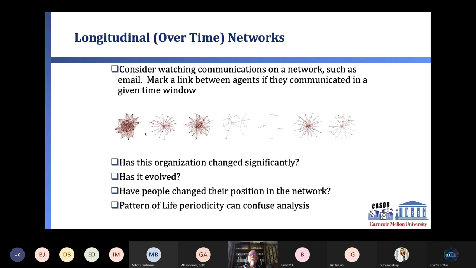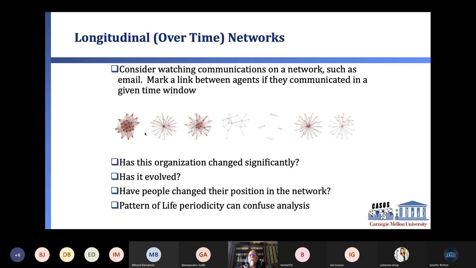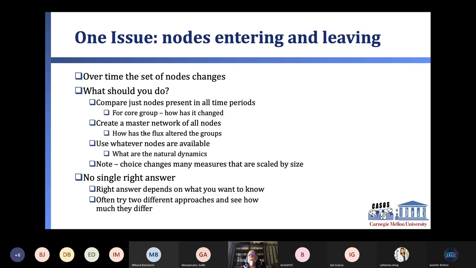The other issue I didn't really comment on is that in any given society, we're doing analysis at a certain level of detail. And for any given society, there are natural births, deaths, people moving into that community or leaving that community that you're studying. And so we do also have the variation in nodes. This actually creates huge problems for a lot of analysis techniques.